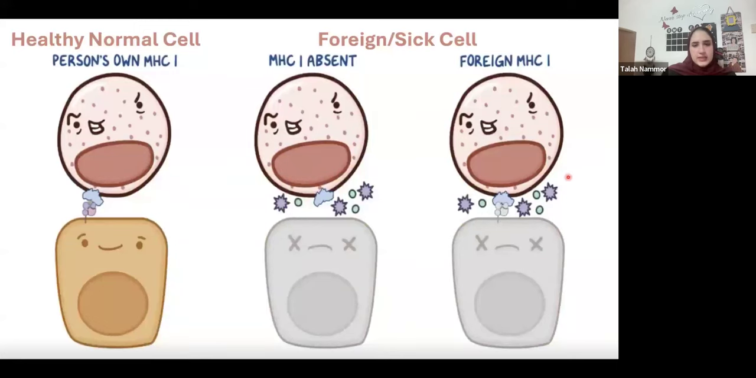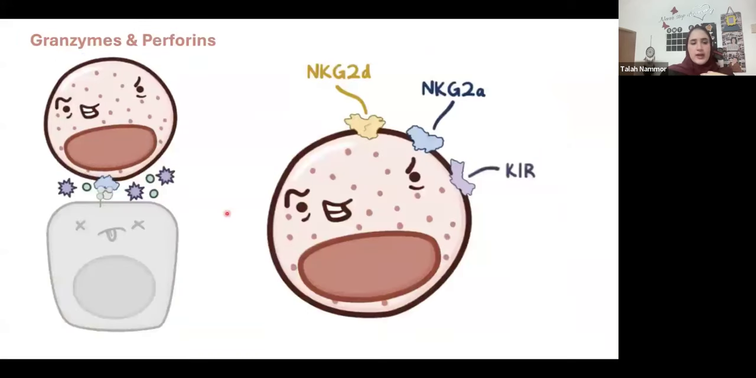How does this killing happen? It's like the cytotoxic T cells, in one way, which is that it's going to release granzymes and perforins, and you can literally see it in here. It's going to throw enzymes at the cell and ask it to kill itself.